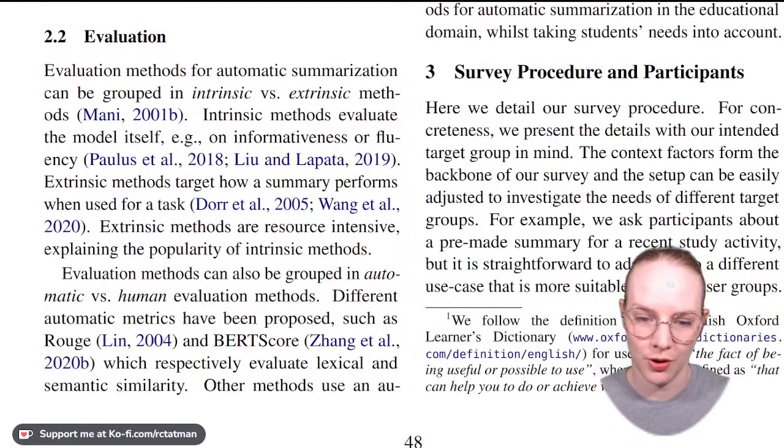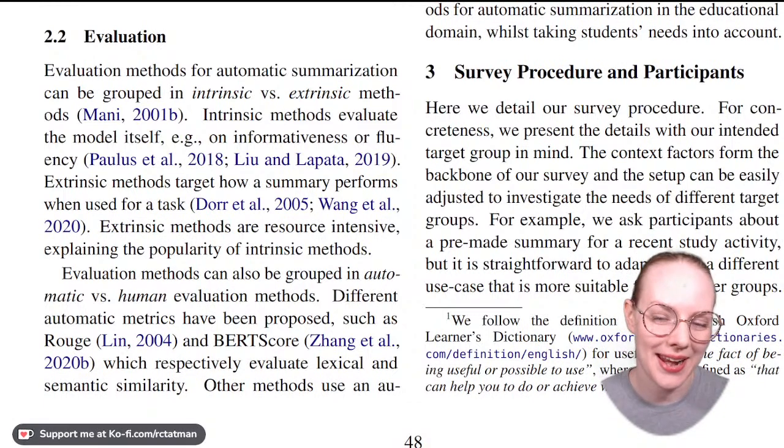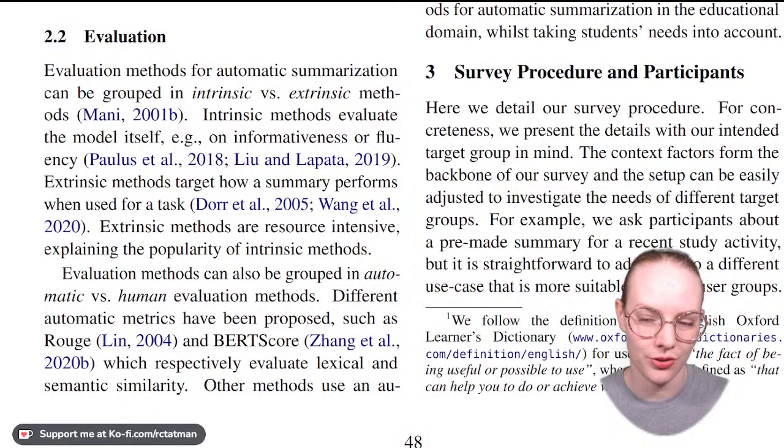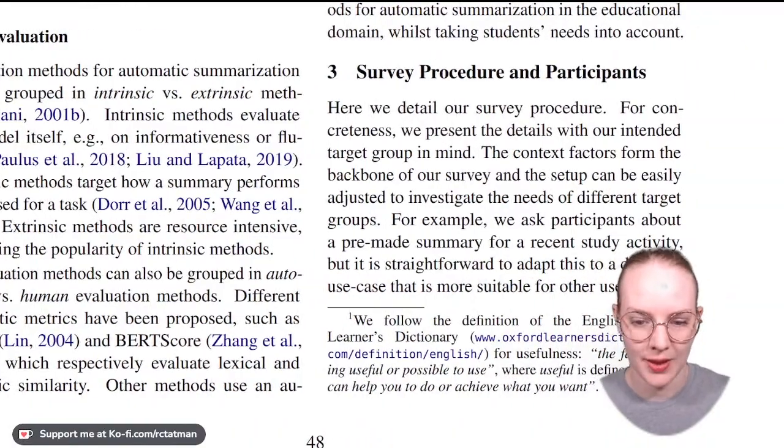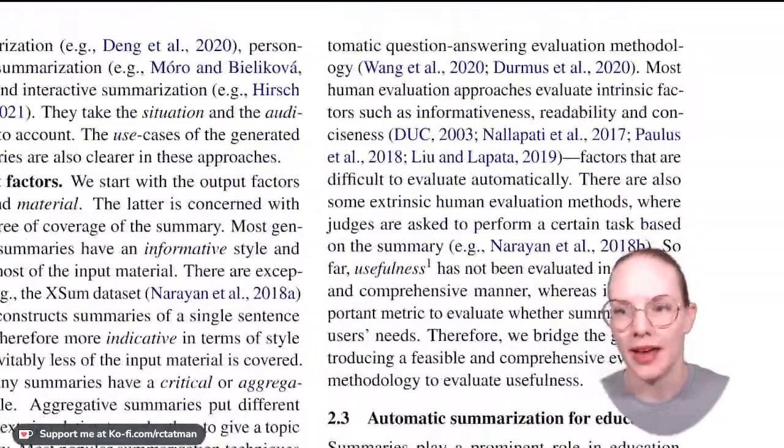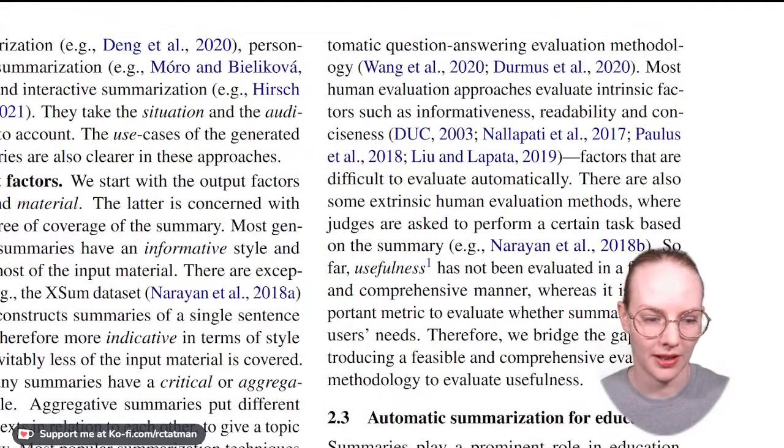Evaluation methods can also be grouped into automatic and human evaluation methods. Different automatic methods have been proposed, such as Rouge and BERTScore, which respectively evaluate lexical and semantic similarity. So like how close are these in a distributional semantic space. Other methods use an automatic question answering evaluation methodology.